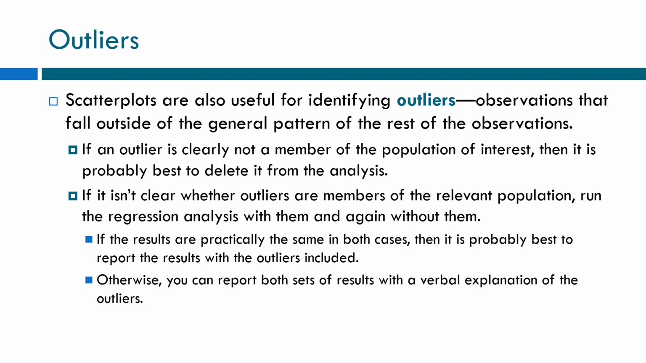Scatter plots are also very good for identifying what are called outliers, and these are observations that fall outside of the general pattern of the rest of the observations that you observed. Now, if an outlier is clearly not a member of the population of interest, then it's probably best to delete it from your analysis. So for example, if I'm calculating average scores on an exam, and someone doesn't write the exam and therefore scores 0, it really wouldn't make sense to include them in the exam average.